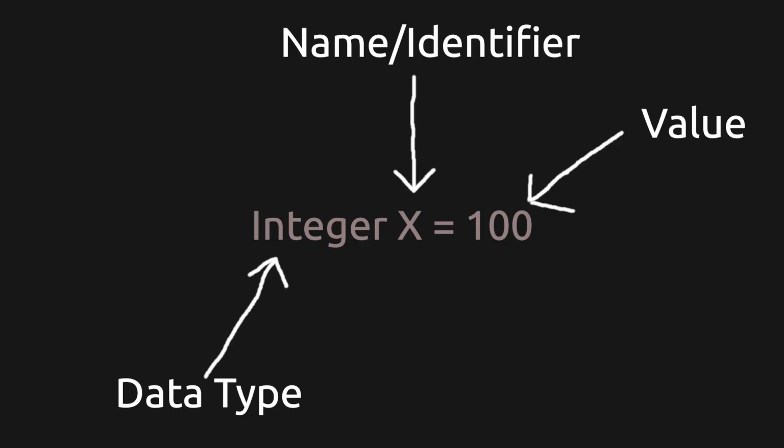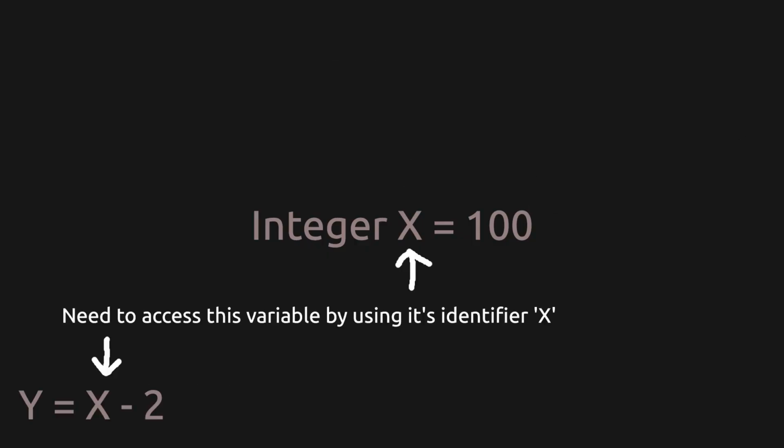It has four parts: the data type, the name or the identifier, the location in memory where it's stored, and its value. We'll discuss what a data type is in a moment. For now, all you need to know is that a data type describes what kind of data is being stored by the variable. The name or identifier is what we use to reference the variable. If we want to use the variable or perform some sort of operation with it, we need to be able to access it. This is usually done by referencing its unique identifier.